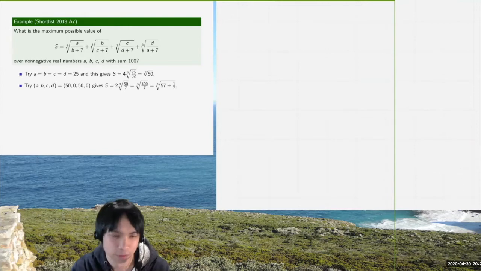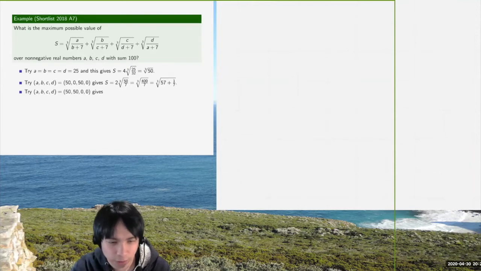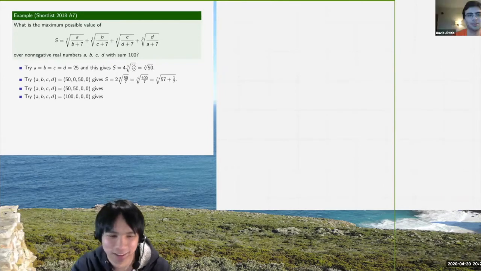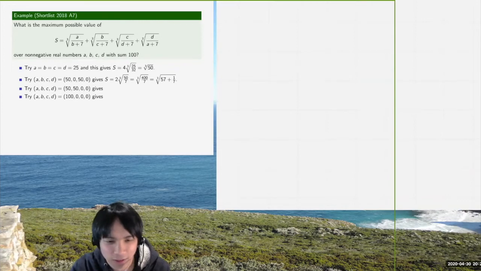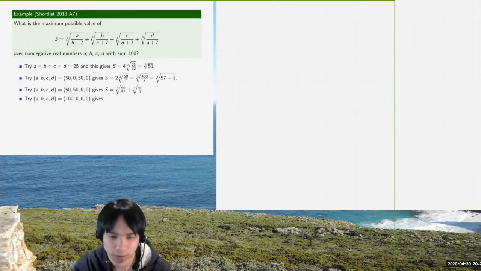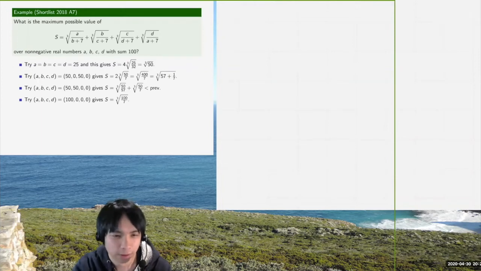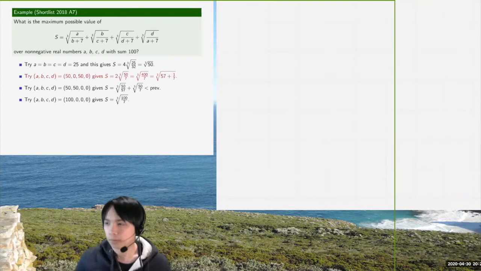The other cases you should at some point try are 50, 50, 0, 0, and then also setting one of them to 100 and the rest to 0. Someone help me out and compute these because I didn't compute them beforehand. The third one is definitely worse than the second one, because this is less than previous. So we won't worry about that. And in the last case, I get s equals cube root 100 over 7. So far the thing that looks closest is 50, 0, 50, 0, of the 4 obvious cases to try.